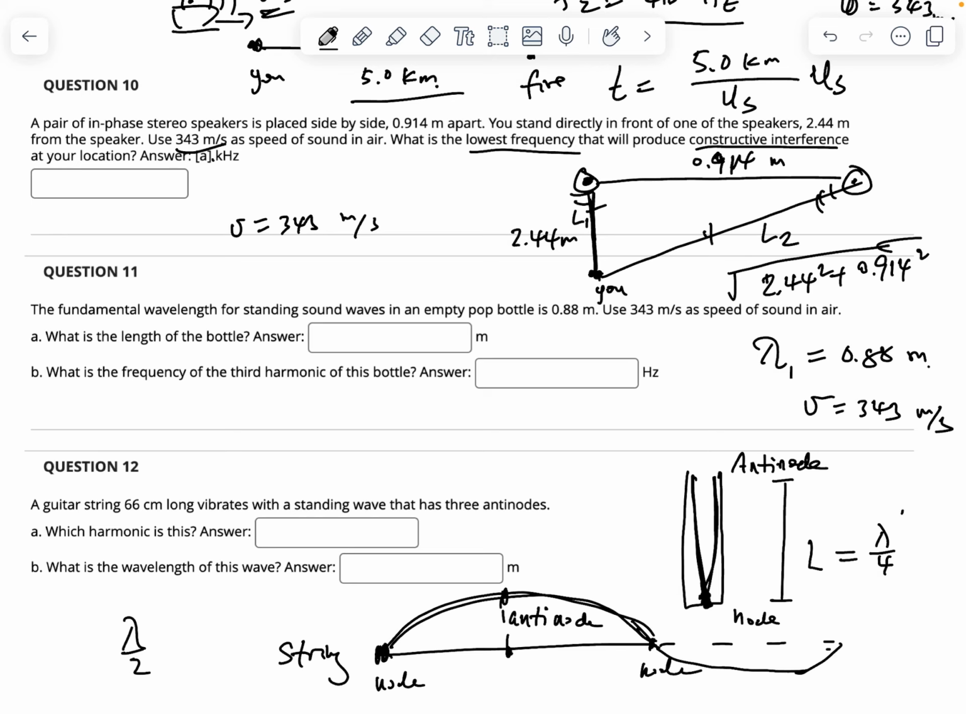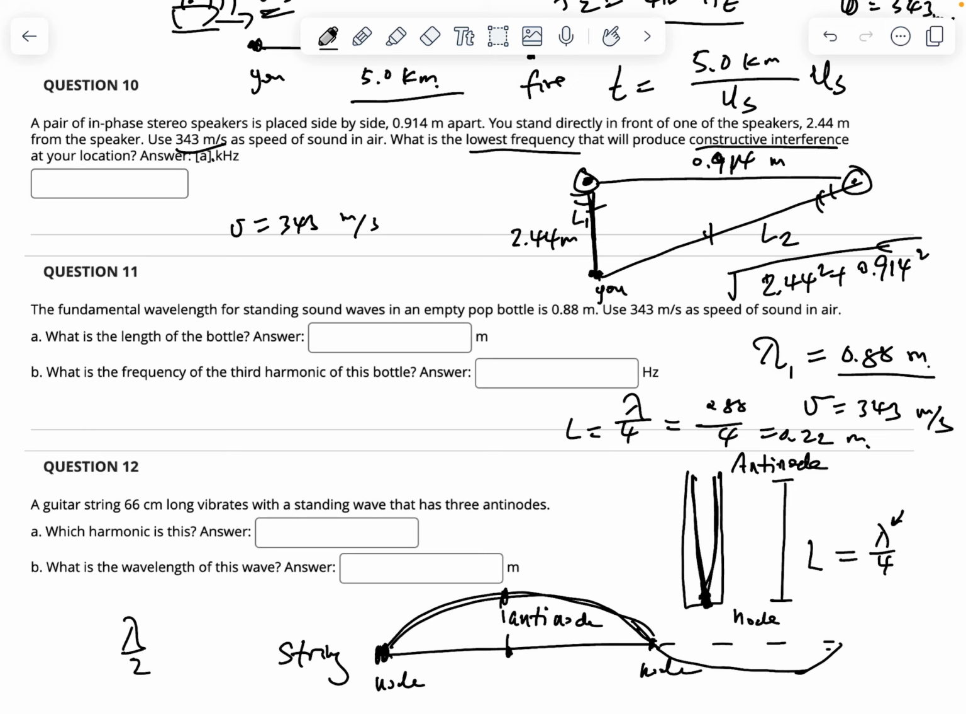Okay, so you know the lowest one is 0.88, right? So what's the length? Length equals 1/4, right? So it's 0.88 divided by 4, which equals 0.22 meter. That is the length of the bottle.